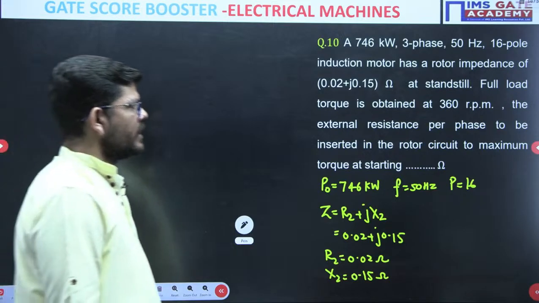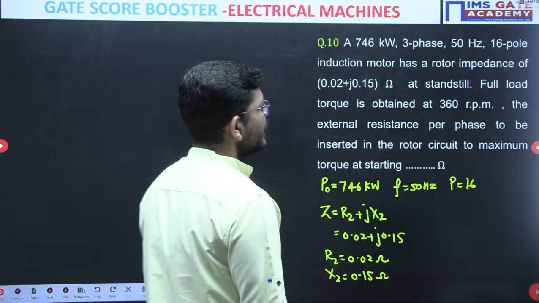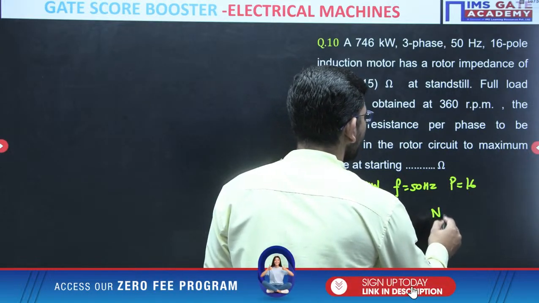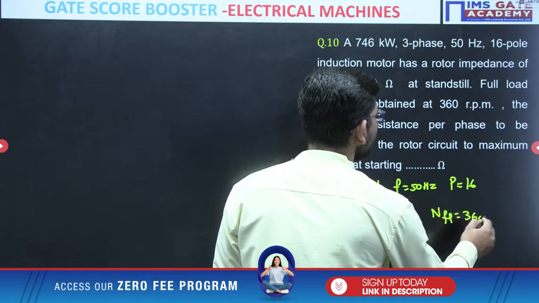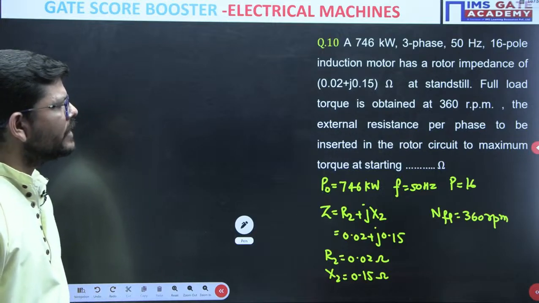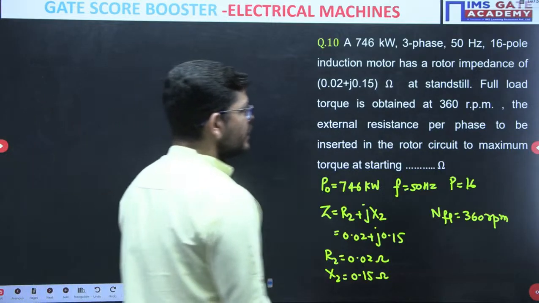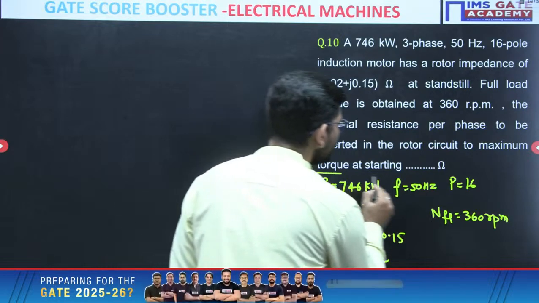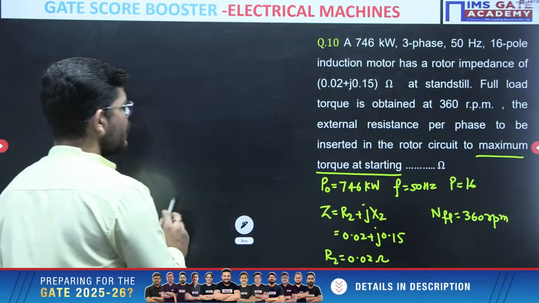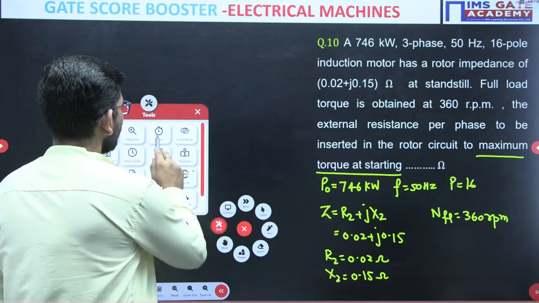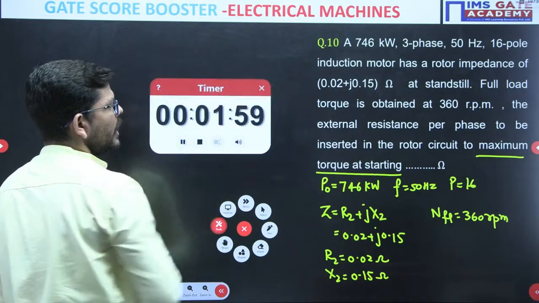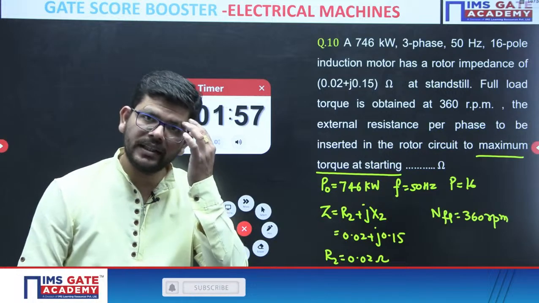Full load torque is obtained at 360 rpm. Okay, so full load speed is 360 rpm. Find the external resistance per phase to be inserted in the rotor resistance to have maximum torque at starting. We want to have maximum torque at starting, and your time starts now. It's a very important, very popular type of question and an easy one, right? I think you can solve this question.